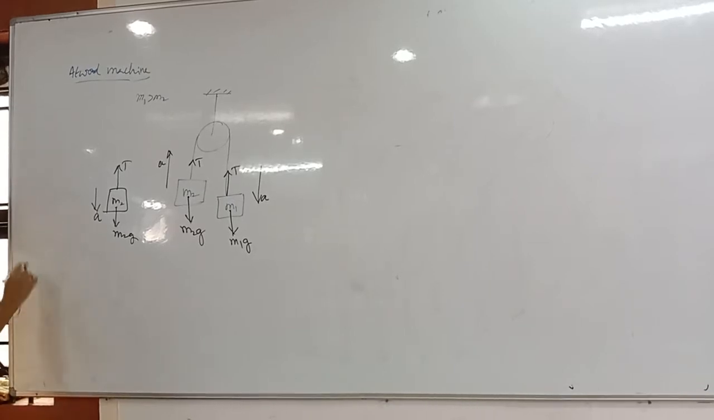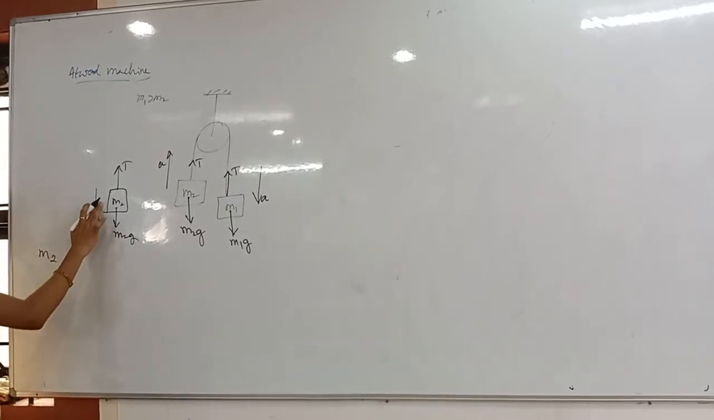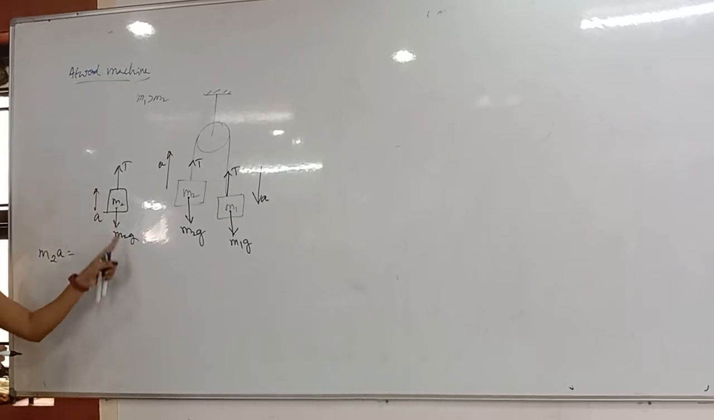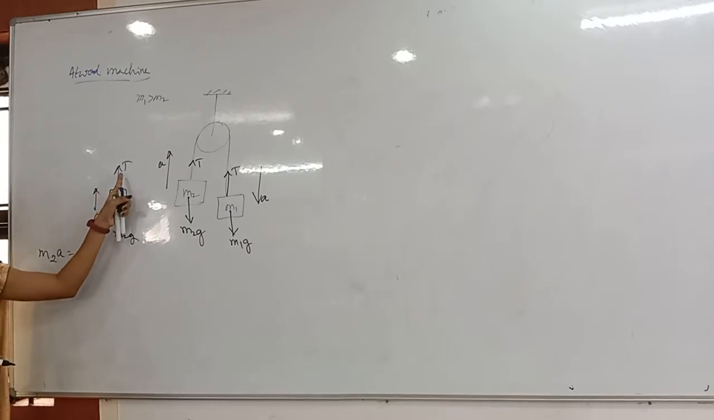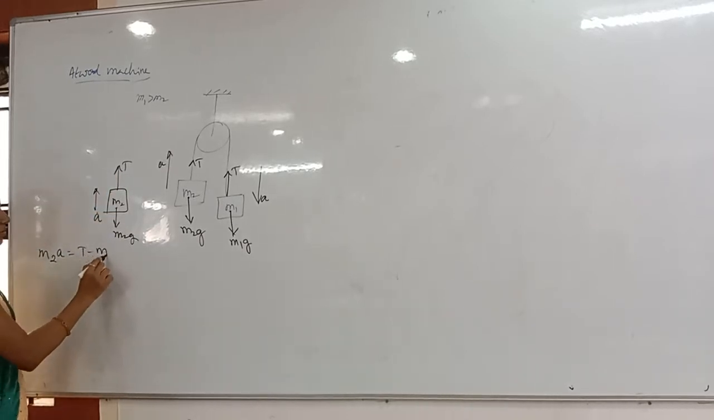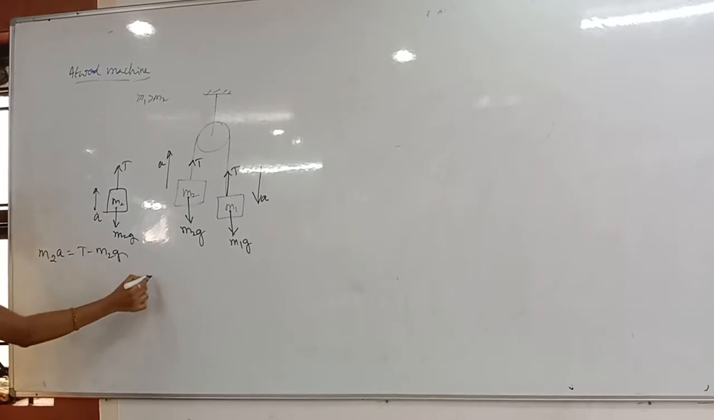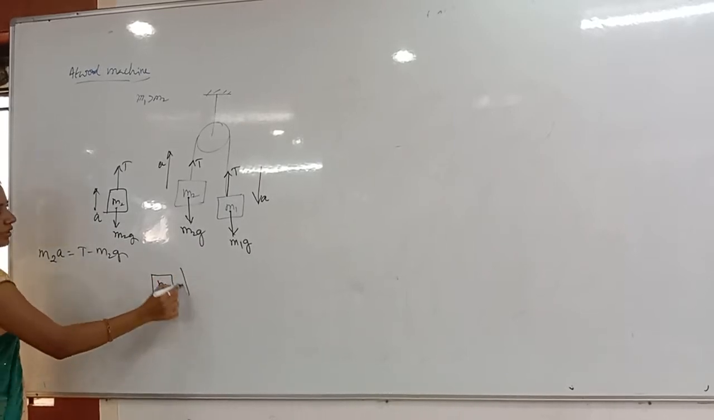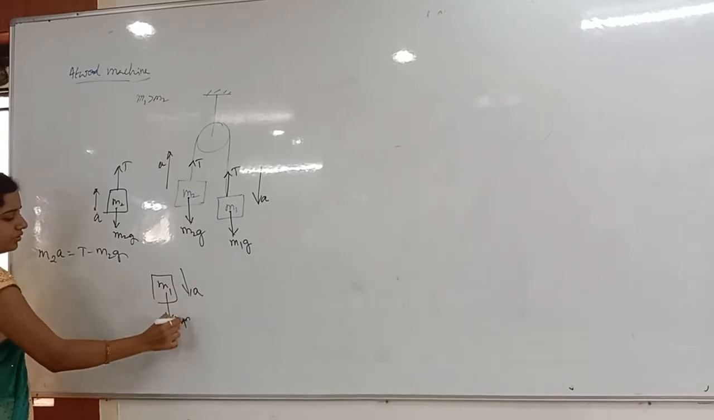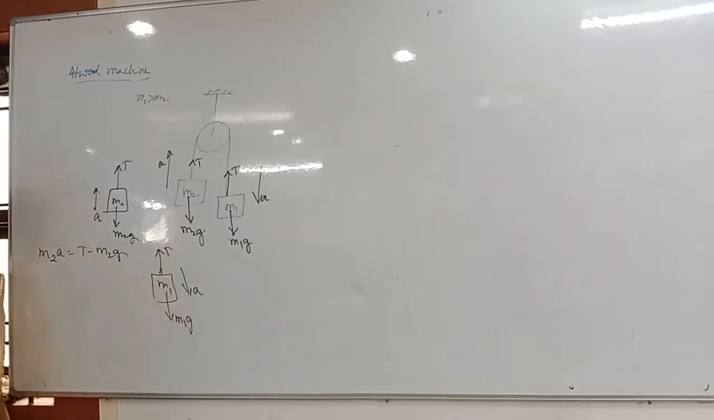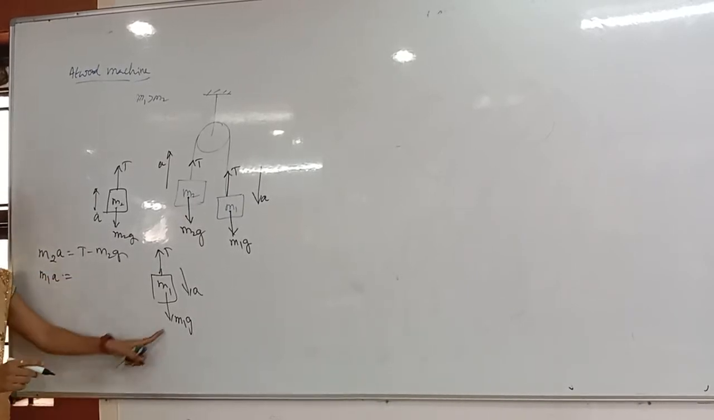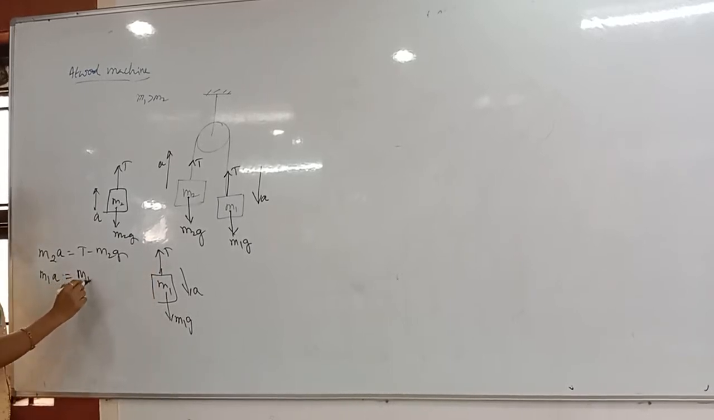Now I want to write the equation for acceleration. Acceleration is in the upward direction. So for M2A, what will we get? M2A is equal to T minus M2G, because acceleration and tension are both in the same direction. Now if I draw the free body diagram of M1, acceleration is down, M1G is down, and tension T is in the upward direction. Now M1A is equal to M1G minus tension T. Now I am just adding those equations.